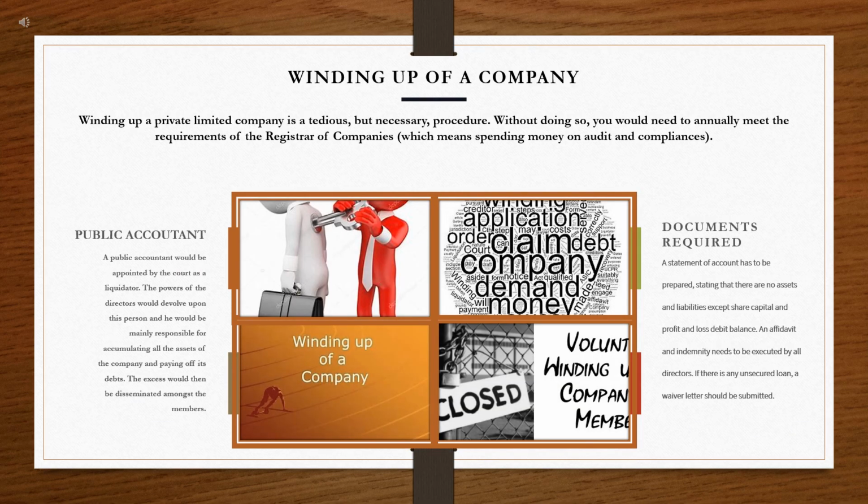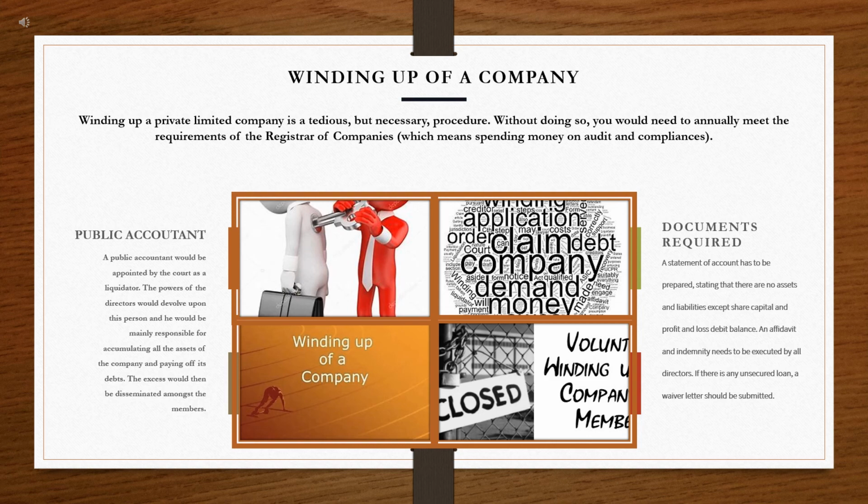Winding up a private limited company. Winding up a private limited company is a tedious, but necessary, procedure. Without doing so, you would need to annually meet the requirements of the Registrar of Companies, which means spending money on audit and compliances. The bigger reason you would want to do this, of course, is because it releases the assets and investments made by you.